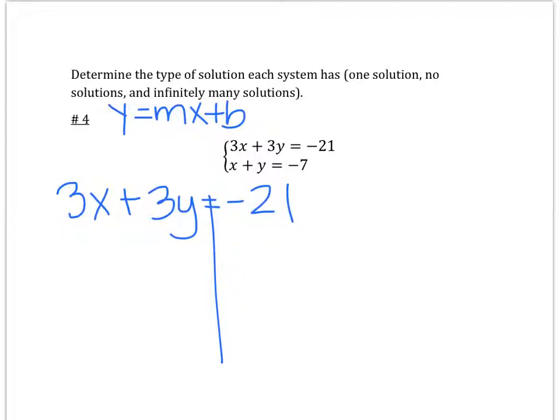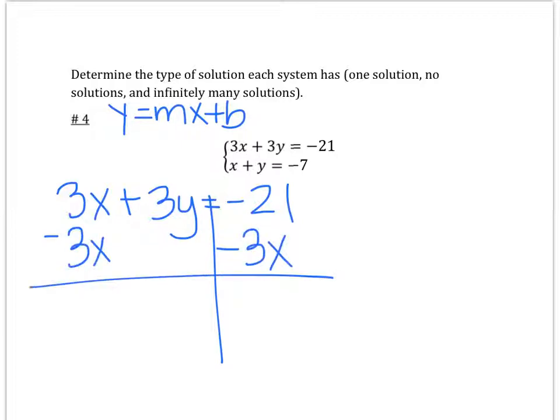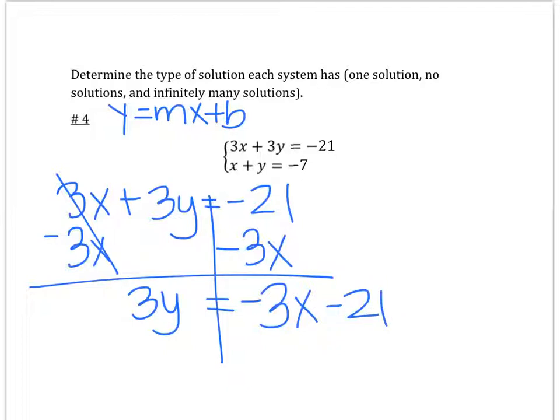Remember, you want x and y on opposite sides. So I'm going to move 3x over to the other side. It becomes a negative 3x. So then I have 3y equals negative 3x minus 21. Remember, we actually have steps to walk you through this. So if you need help going through each step, refer back to those steps. So now my x and my y are on opposite sides. I need to get y alone, so I have to move this 3.